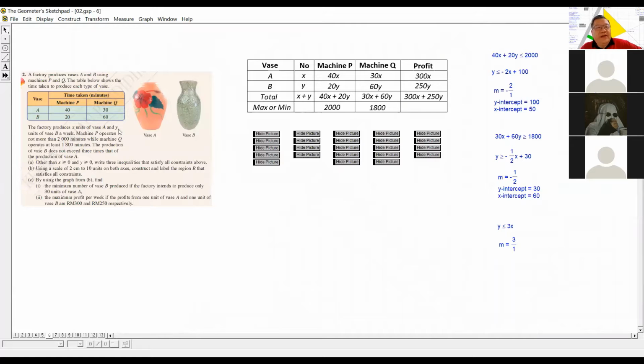This is the second question in your self-exercise 7.2. Li Ying, can you read this question?